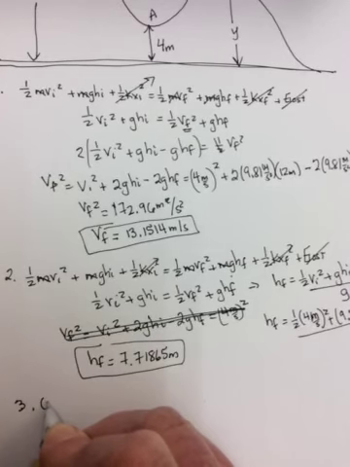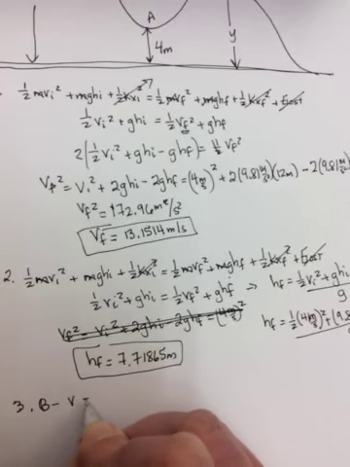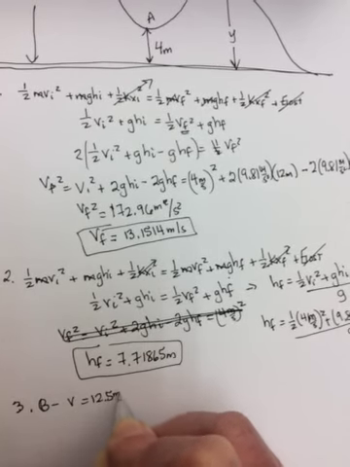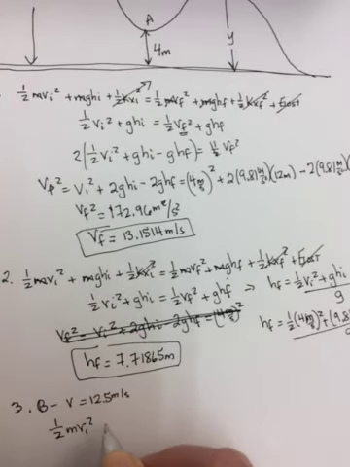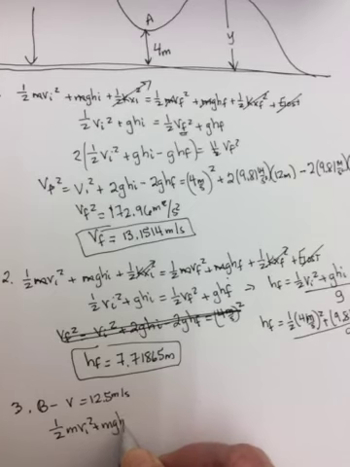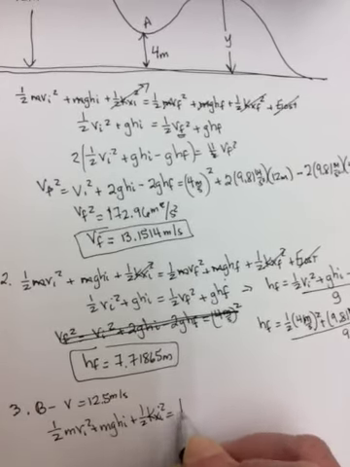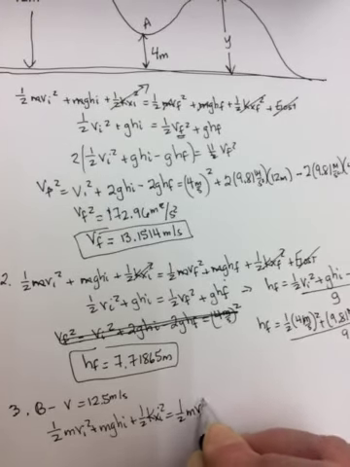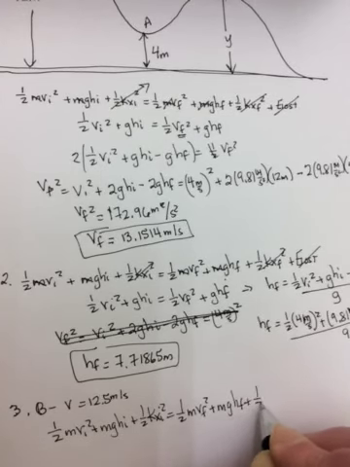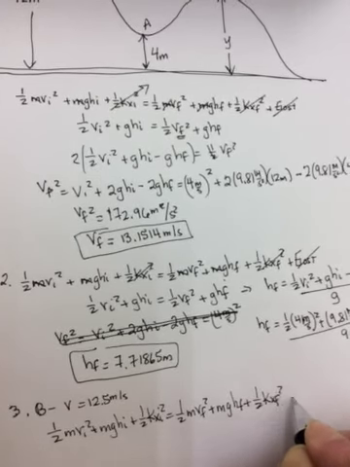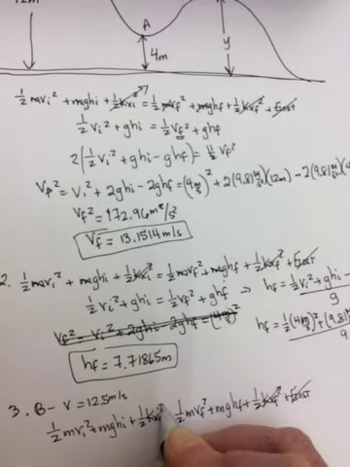So now they're changing the speed so that at B this time the speed is going to be 12.5 meters per second. So again, your big long equation, 1/2 mv initial squared plus mgh initial plus 1/2 kx initial squared is equal to 1/2 mv final squared plus mgh final plus 1/2 kx final squared plus E lost. E lost goes to 0, no spring yet.